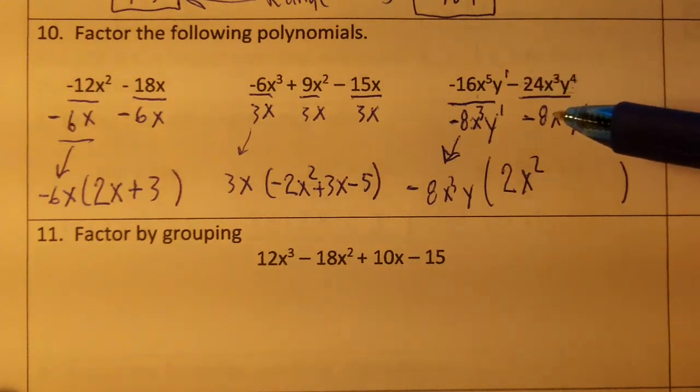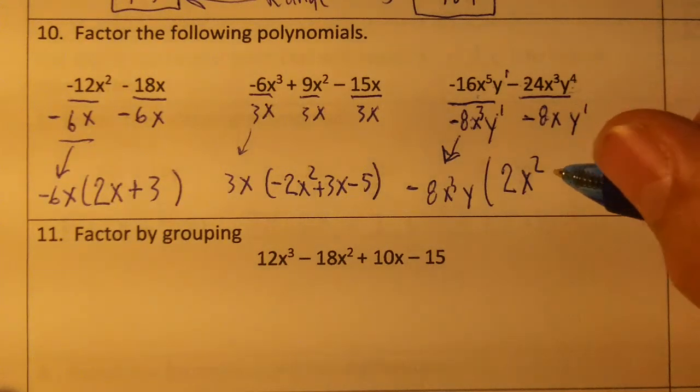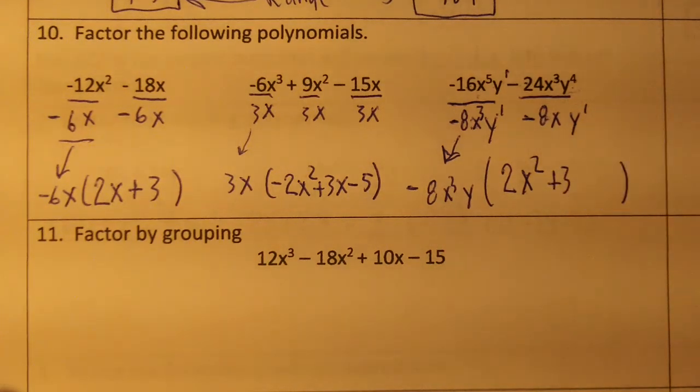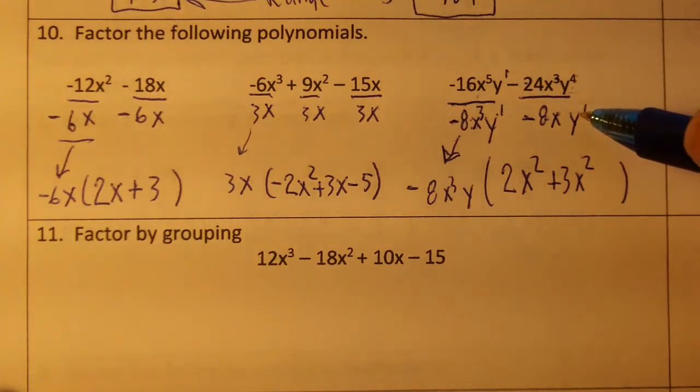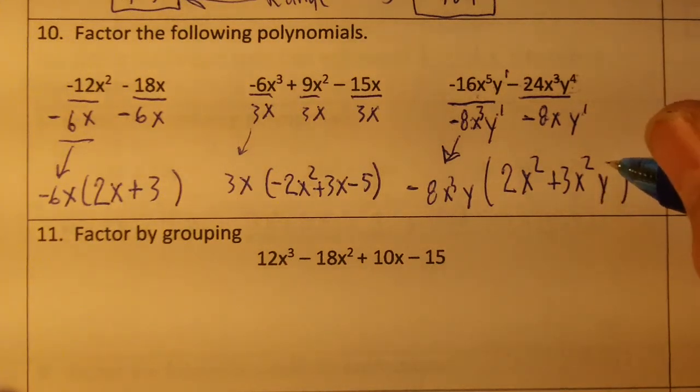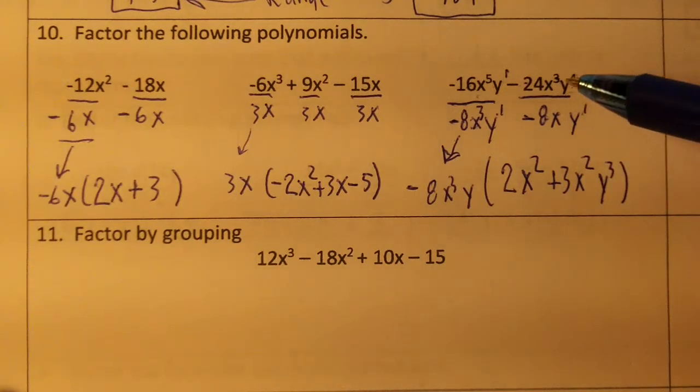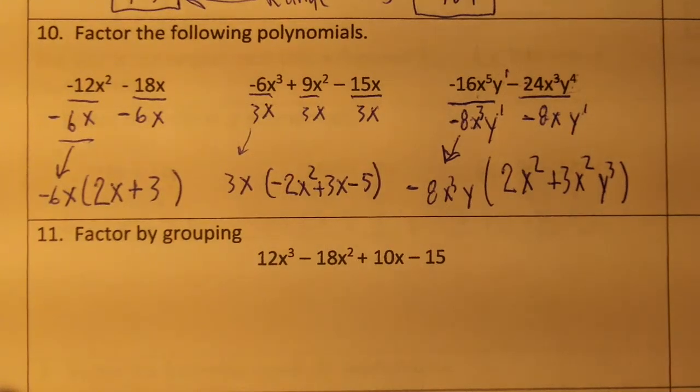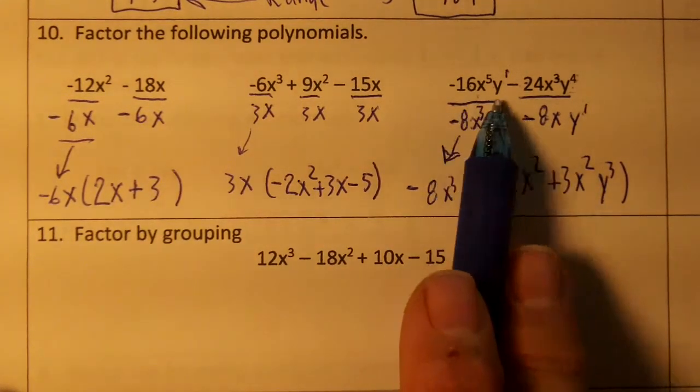A negative 24 divided by a negative 8 would be a positive 3. X to the third divided by x would be x squared. Y to the fourth divided by y to the 1 would be a y to the third. So remember, on these you subtract your exponents. If you were to distribute that to this, you would end up with this.